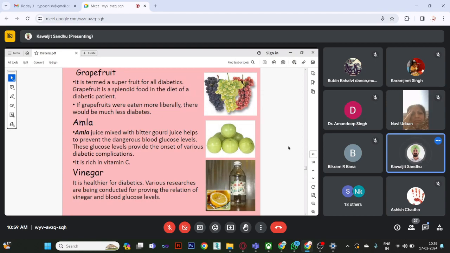So amla juice, if it is mixed with some other juices, it can also prevent elevation of blood sugar levels. Vinegar is also found beneficial. Those foods which are rich in vitamin C should be consumed because not only do they help in the prevention of diabetes, they also boost our immune system.